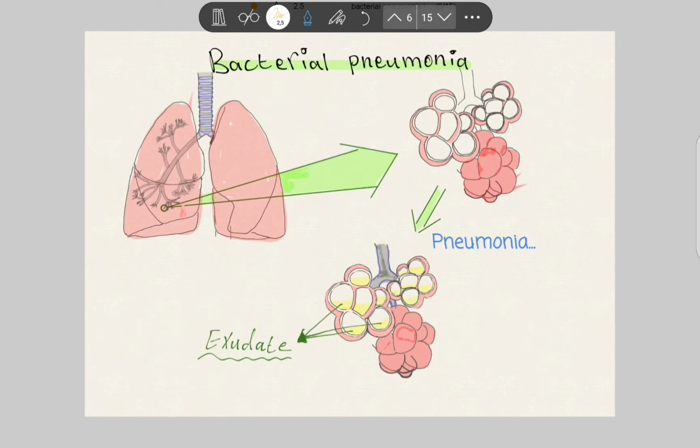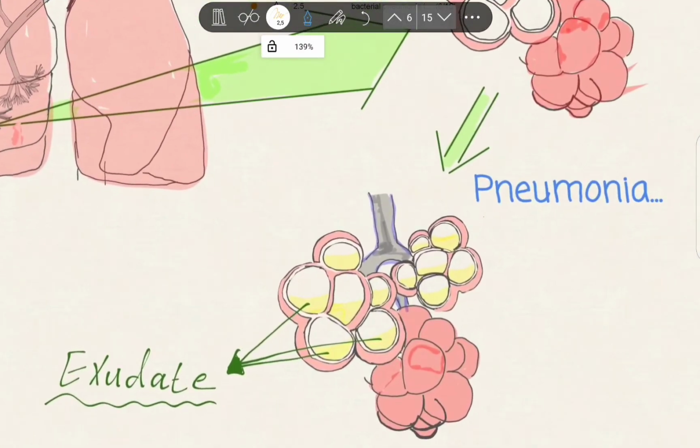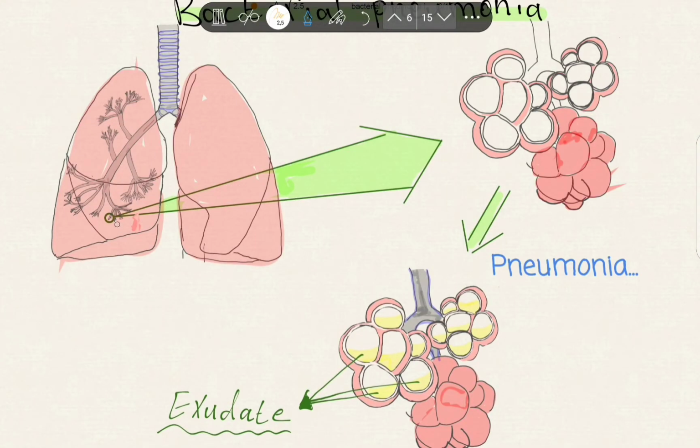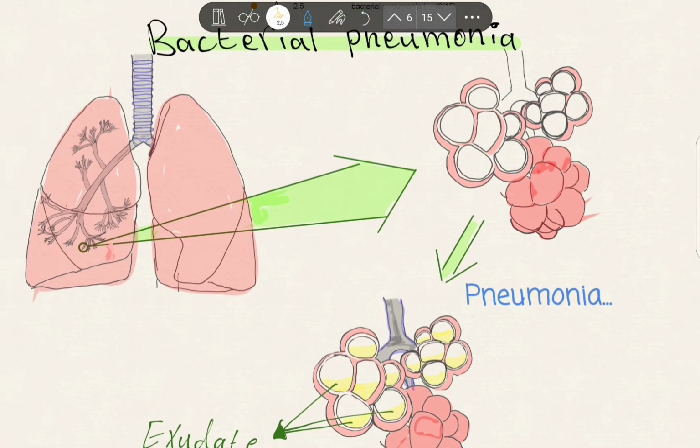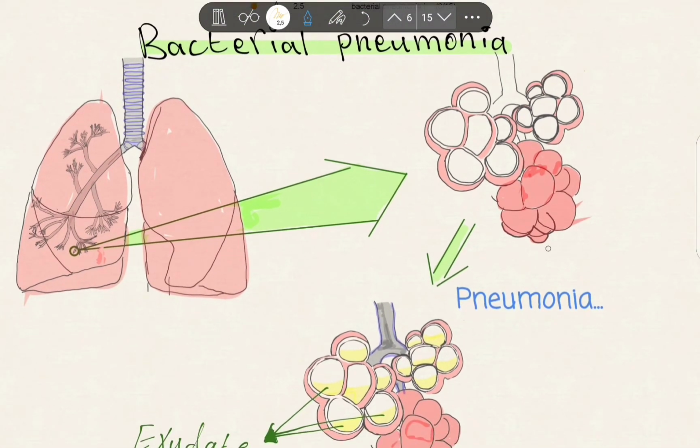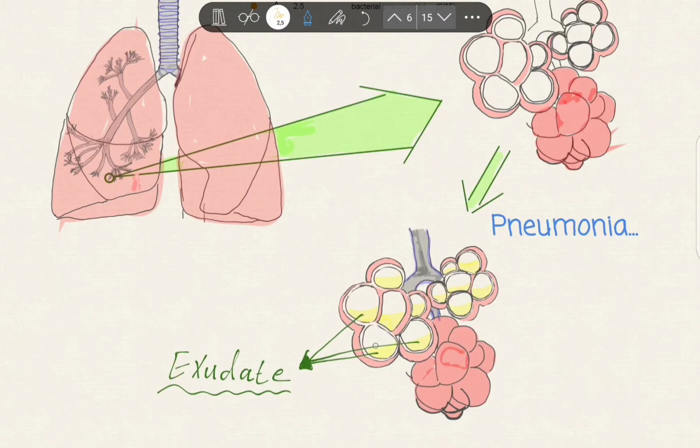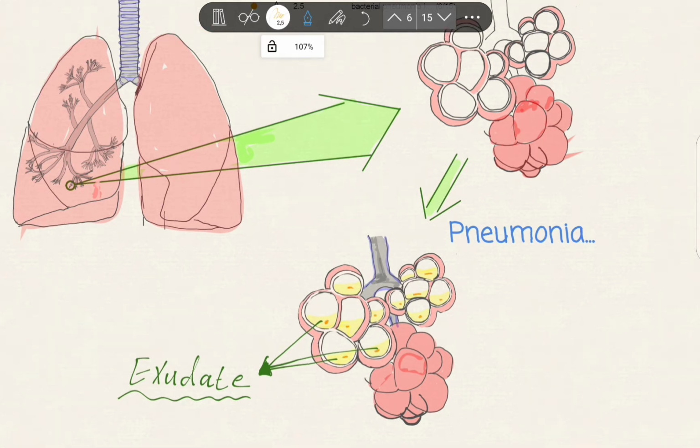So here we see a drawing which shows the condition of alveoli in pneumonia. If we zoom into the alveoli, here we see the normal alveoli. Alveoli are responsible for gas exchange, but in pneumonia, the exudate resides in the alveoli. So here we see an exudate in the blue color. And here we see an exudate in the yellow color. And this condition occurs in pneumonia.